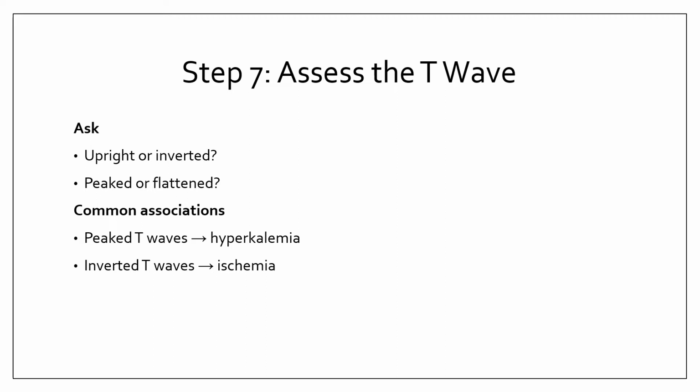Inverted T waves can indicate myocardial ischemia as well, and it often occurs with chest pain, reduced coronary blood flow, or evolving cardiac injury. We can also look to see if they're peaked or flattened. Peaked T waves, which are tall, narrow, peaked at the top, are classic for hyperkalemia, so high potassium, and it's often described as tented or sharp.